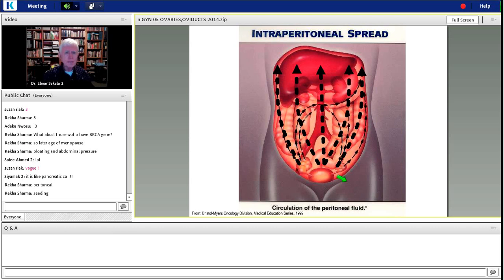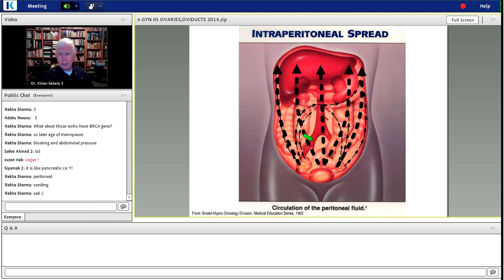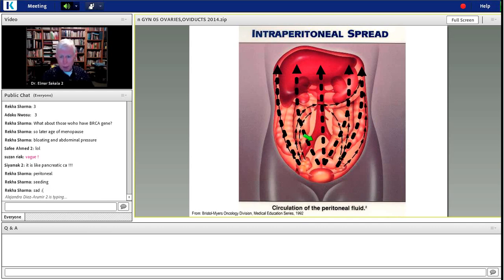Now, this makes it clear why you can't radiate with external beam radiation, because you're going to kill off the liver, you're going to kill off the kidneys, you're going to kill off the bowel. So largely, ovarian cancer treatment is surgery and chemo.